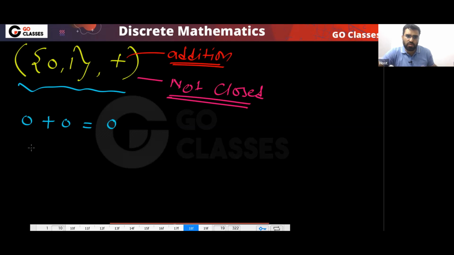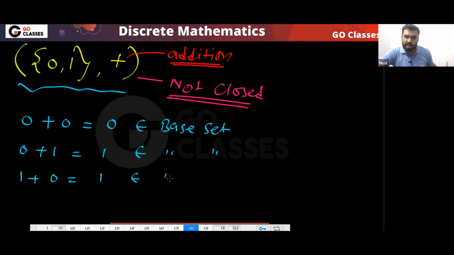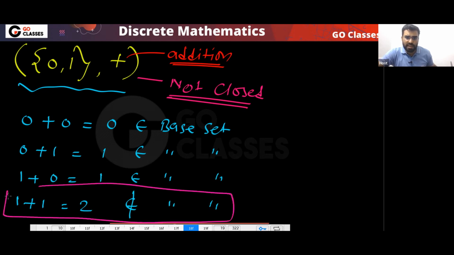0 plus 0 is 0, this belongs to the base set. There is no problem. Very good. 0 plus 1 is 1, that also belongs to the base set. 1 plus 0 is equal to 1, that also belongs to the base set. But 1 plus 1 is equal to 2, and this does not belong to the base set. So you can notice that one scenario is enough. So I can say this is not closed.